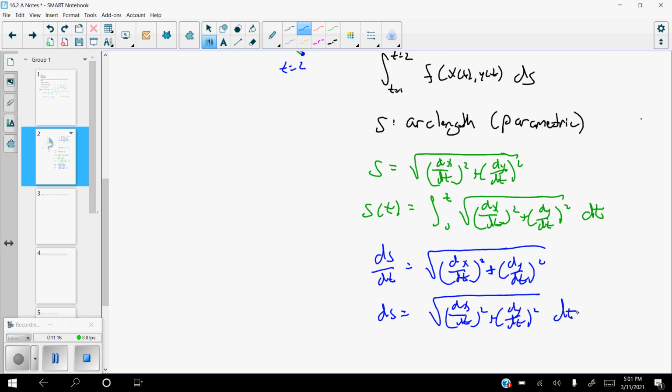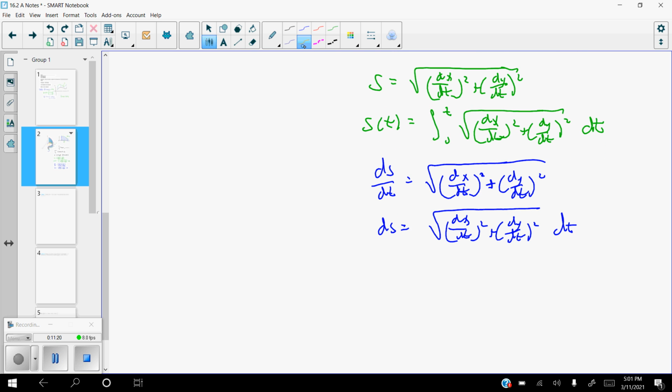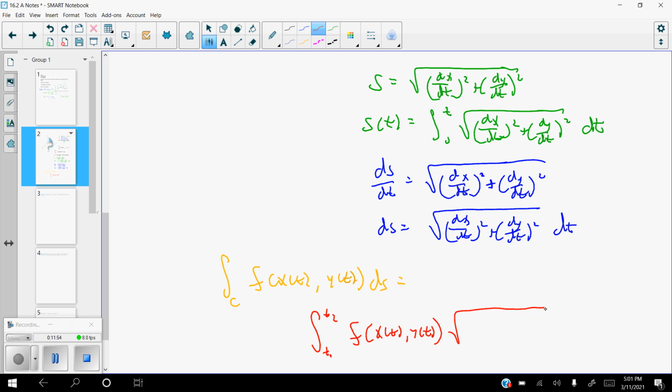So ultimately, what we get out of this, after all this confusion, and I apologize if it is confusing, is that the line integral over C of f of x of t, y of t, because it has to be parametrically defined, ds, is equal to the integral from t1 to t2 of f of x of t, y of t, there's your parametrically defined function, times ds, which is nothing more than the square root of (dx/dt) squared plus (dy/dt) squared dt. So that's the equation that we're going to have to use to do a line integral.